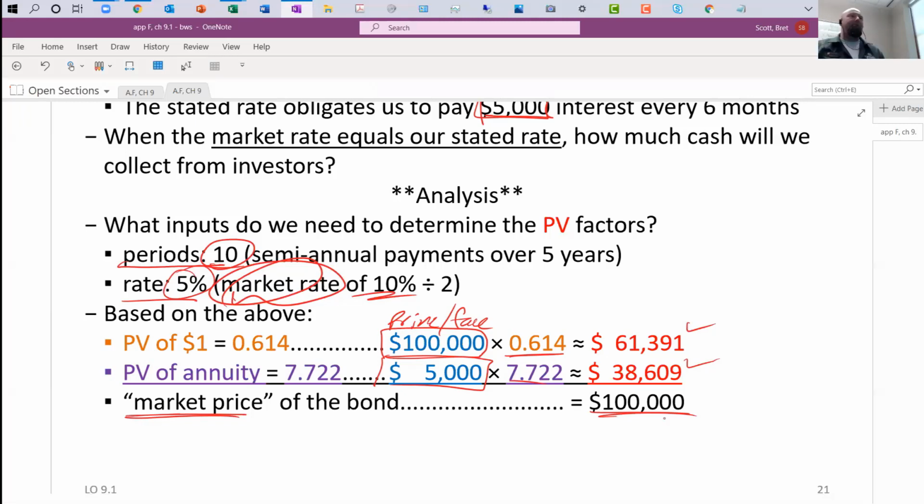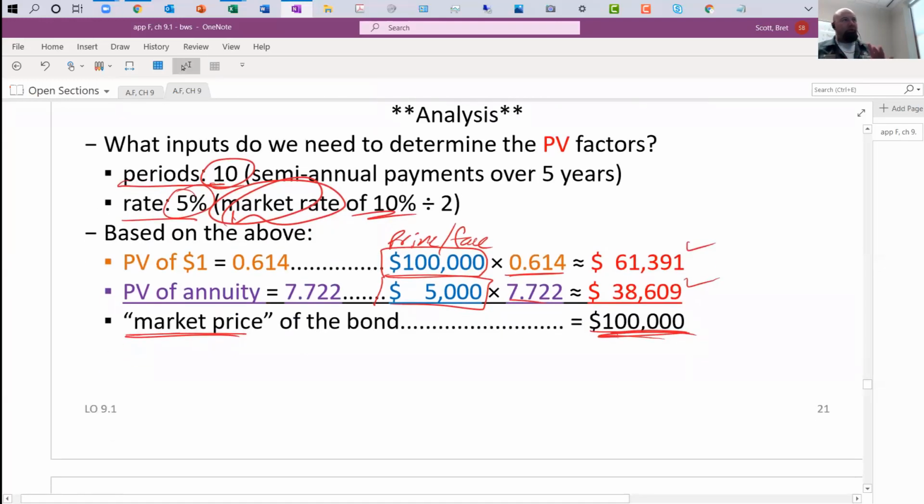We stamp 10%. Therefore, these guys are going to come in and say, I like your bonds. I'll buy them at face value. I'll give you exactly what you're looking for. You want 100,000? Here's 100,000. That may not always be the case, though.